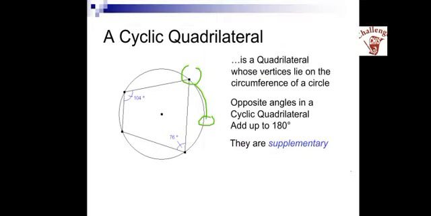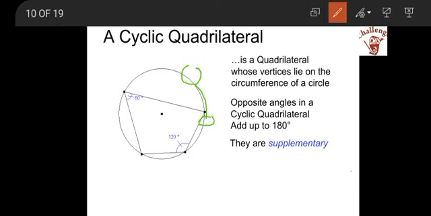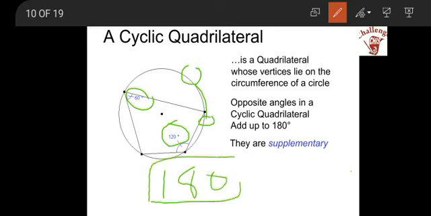What will happen? You see here we have just moved the position of the apex, or the points of the quadrilateral around the circumference, and then also the same property is going to be applied here, saying that 120 plus 60 also equals 180.